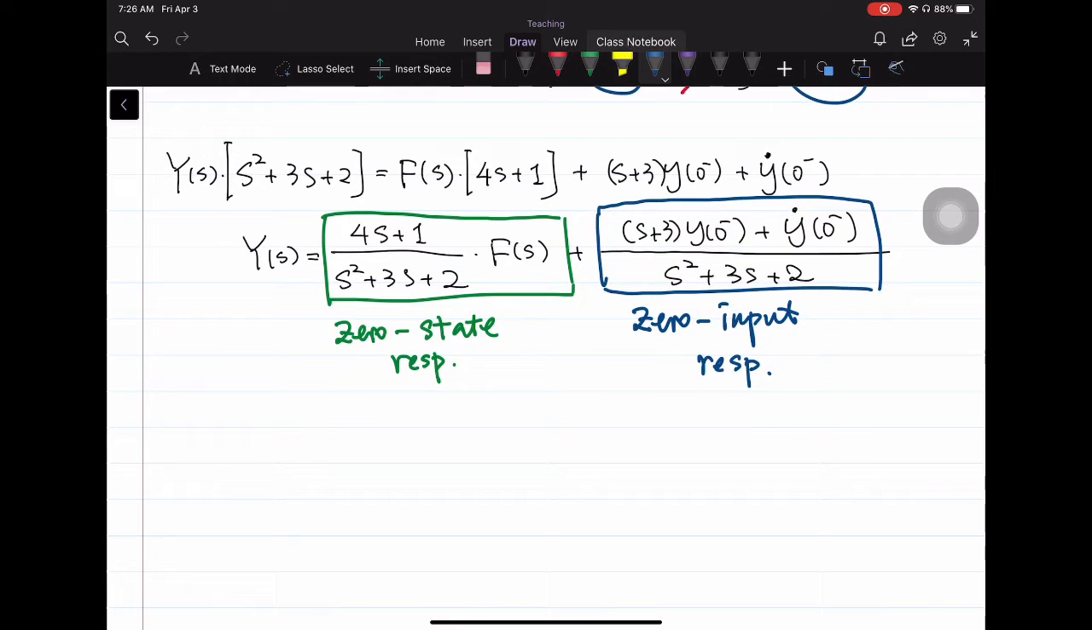And this equation carries a lot of other messages. For the zero input response, for instance, as soon as you know the initial condition, plug them in, take the inverse Laplace transform, and you get the zero input response. For the zero state response, first of all, this guy is what? This is our transfer function.